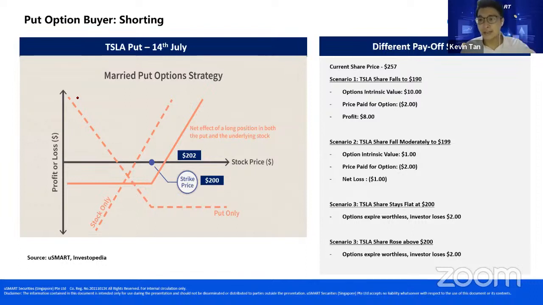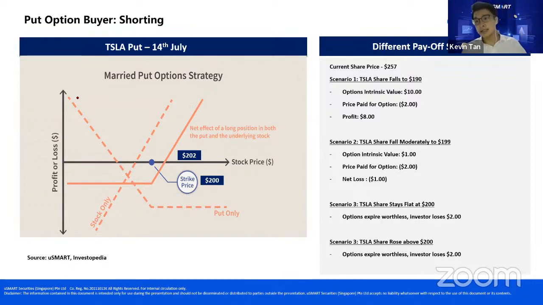Now, let's assume that Tesla shares stay flat at $200. What happens to your option price? If Tesla shares stay flat at $200, the option will very likely expire worthless, and the investor will lose the full $2 of option premium. And the reason is very simple: you basically are indifferent between selling Tesla share in the market or exercising your option to sell Tesla share. And as a result, your option actually has no intrinsic value. And so you will lose that full option premium.